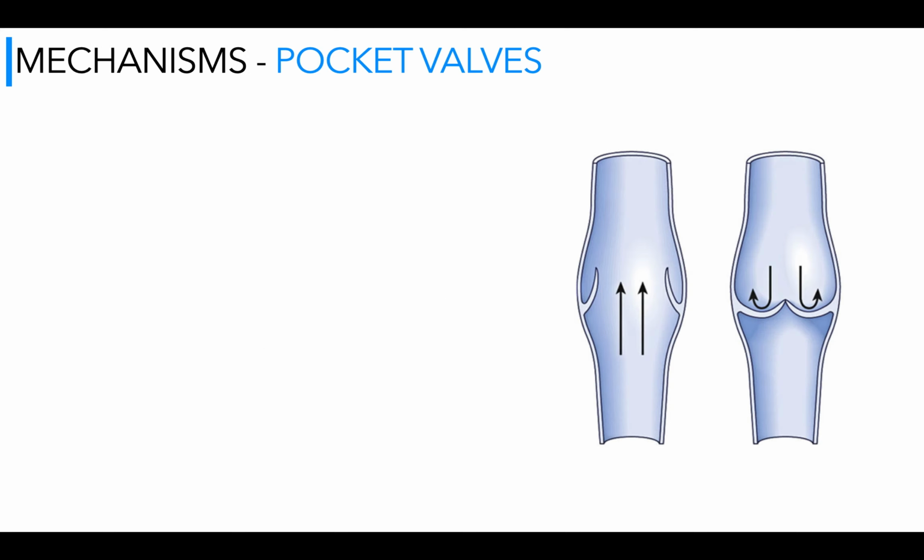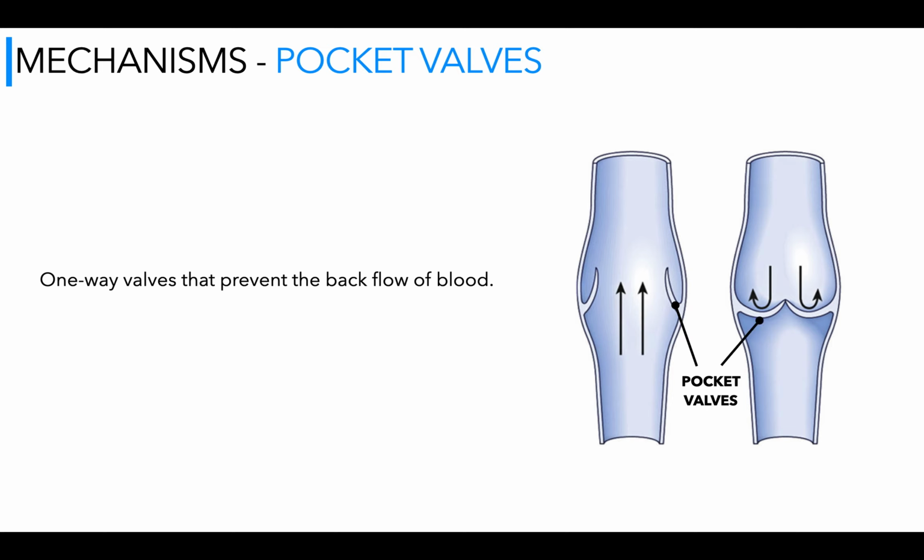Well, the first mechanism we should be very familiar with, because we've talked about valves in the heart, and I also mentioned them in the structure of veins. These are the one-way valves that prevent the backflow of blood. There are your valves when they're open, so the blood is passing through, and then they close on the right side of the diagram to prevent the backflow. It's as simple as that, really. One-way pocket valves to prevent the backflow of blood.